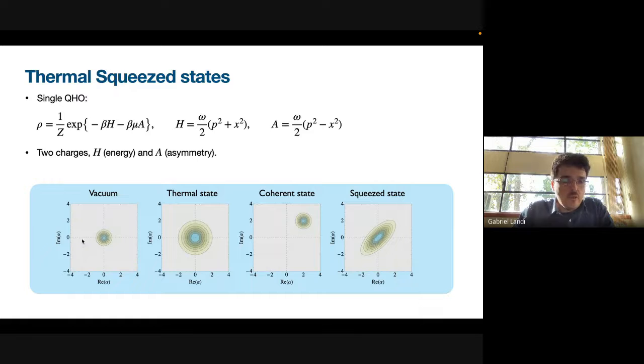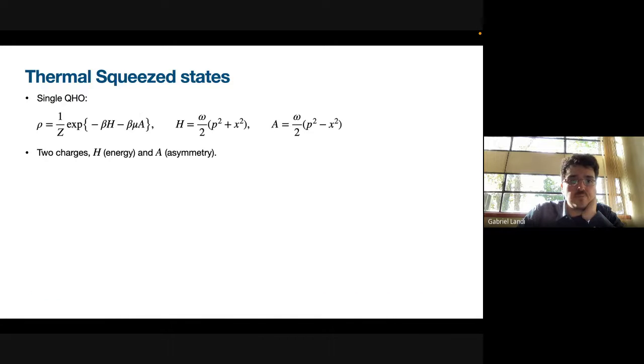If you look at it in terms of phase space, position here and momentum here, then the vacuum of the harmonic oscillator is a blob, a thermal state is a bigger blob, and a squeezed state is a squeezed blob. So essentially you're squeezing within some direction. This would be a kind of squeezed thermal state.